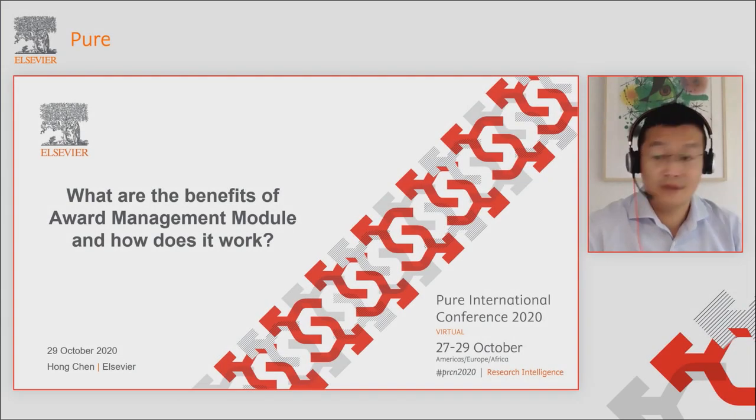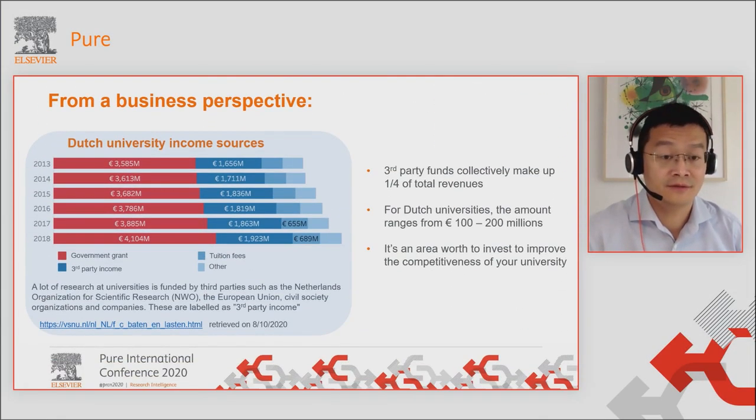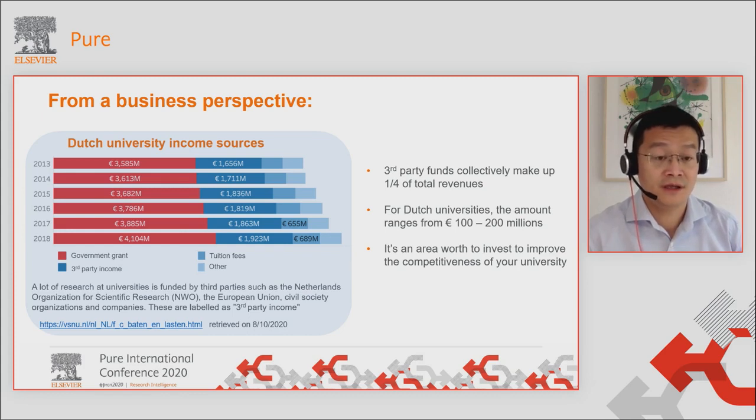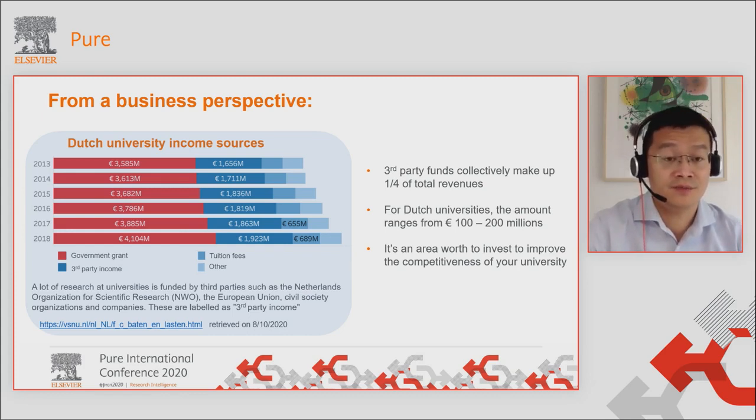So I'm based in the Netherlands. I would like to start the presentation with a bit of insight about the income sources of the Dutch universities. There are three major components of the income source. The first one is the government grant, the second is the third party income, and the third is the tuitions.